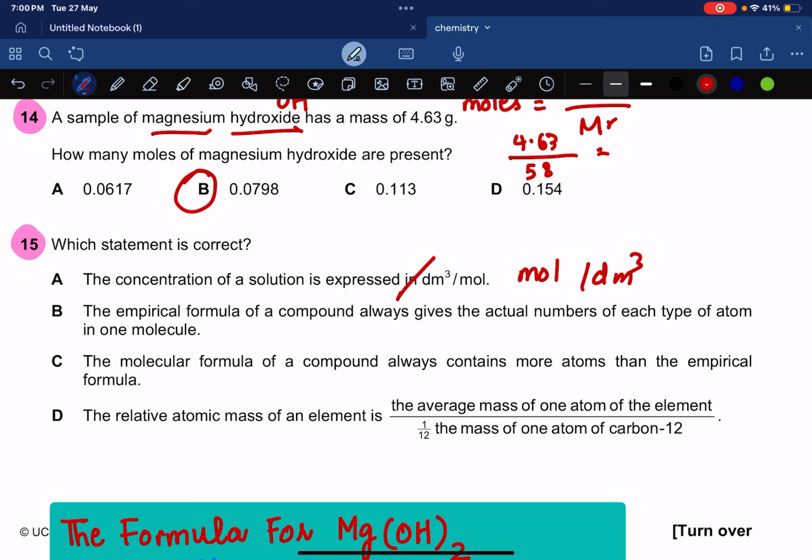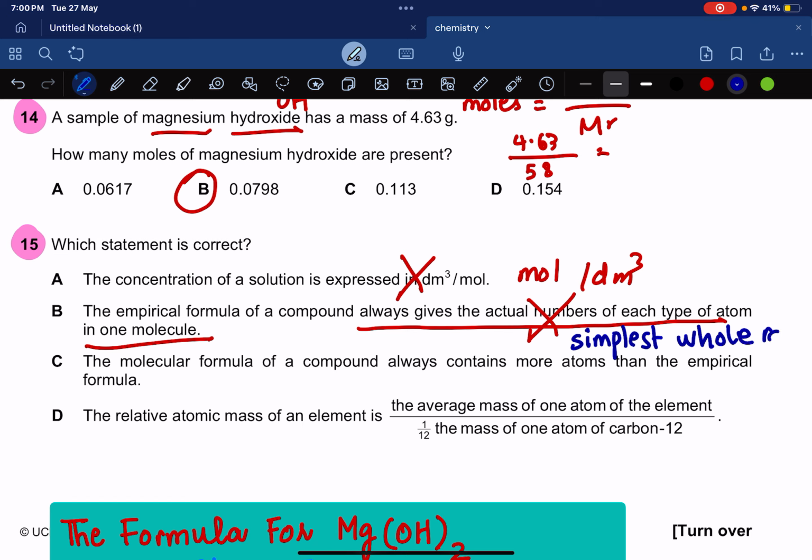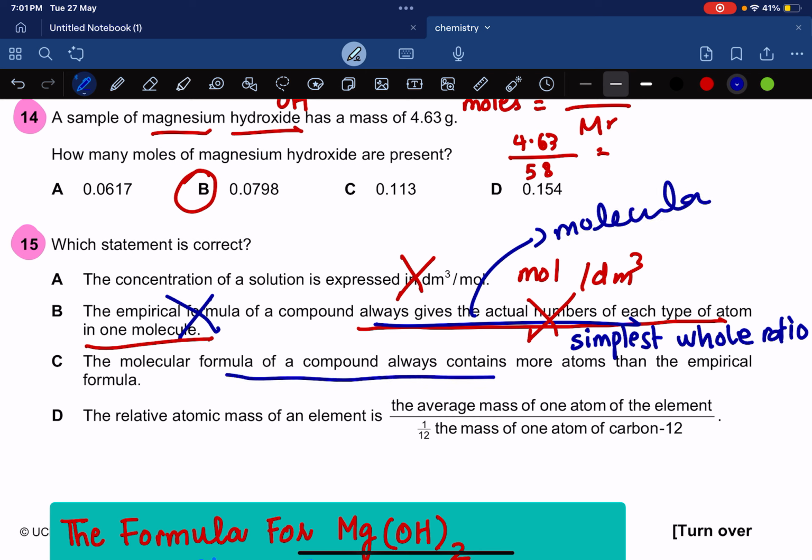So incorrect. The empirical formula of a compound always gives the actual numbers of each type of atom in one molecule. That's incorrect. It does not give you the actual numbers. What it really gives you is the simplest whole number ratio. That is what you get from the empirical formula, not the actual. The actual numbers are given by your molecular formula. The molecular formula of a compound always contains more atoms than the empirical formula. That's absolutely incorrect.